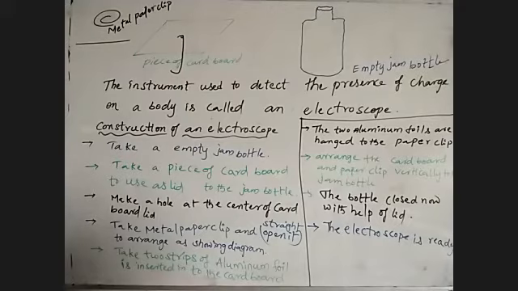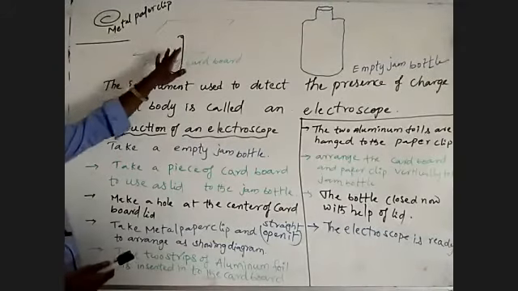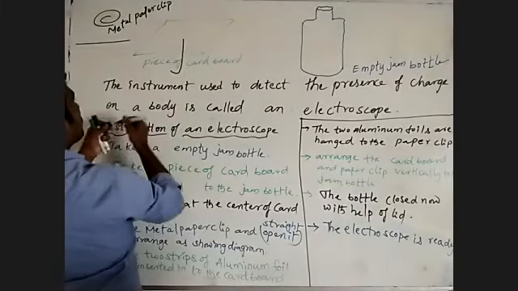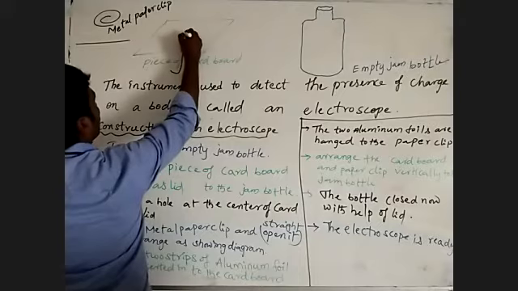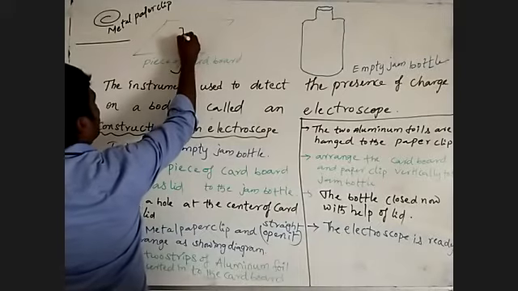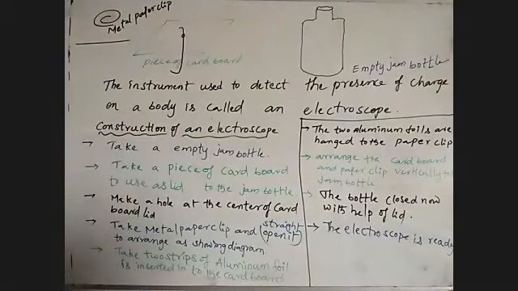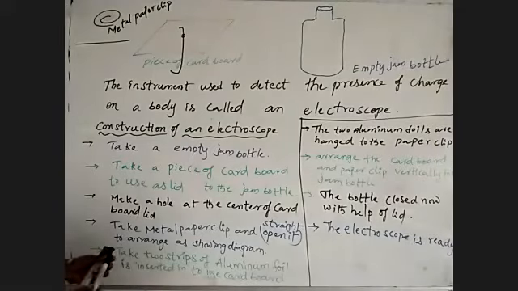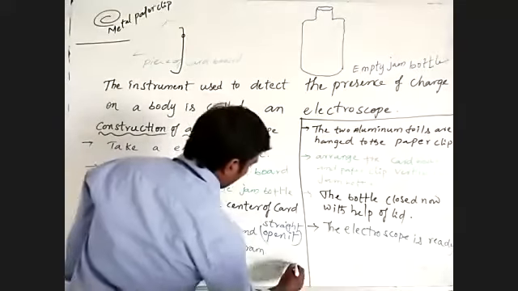Understand? We are arranging that metal paper clip through the hole by this process. Take a metal paper clip and straighten it to arrange as shown in the diagram, like we are arranging. And take 2 strips of aluminum foil.